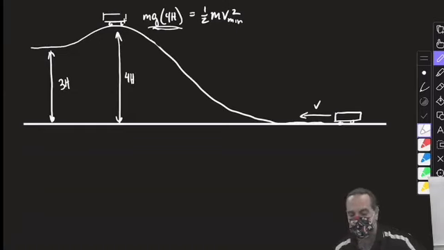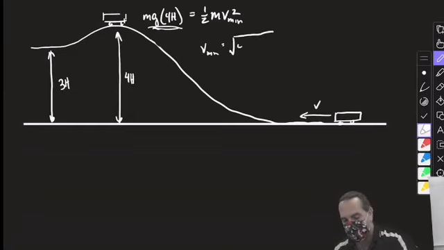So you just cancel the m's and solve for v now. Your actual answer should be expressed as the square root of 4gh.